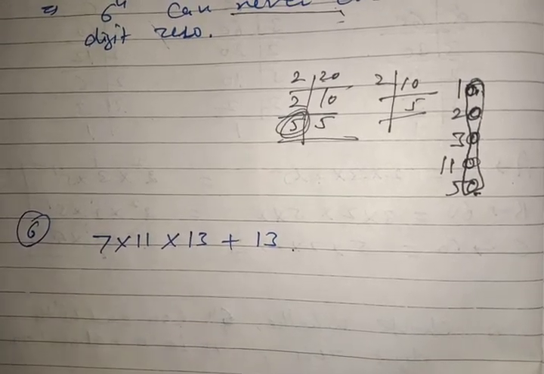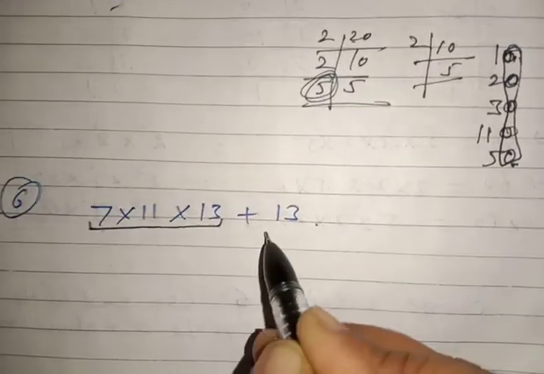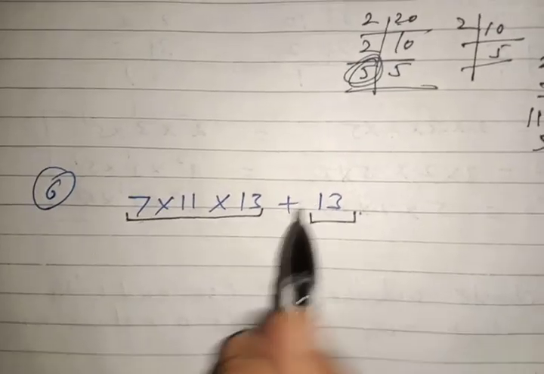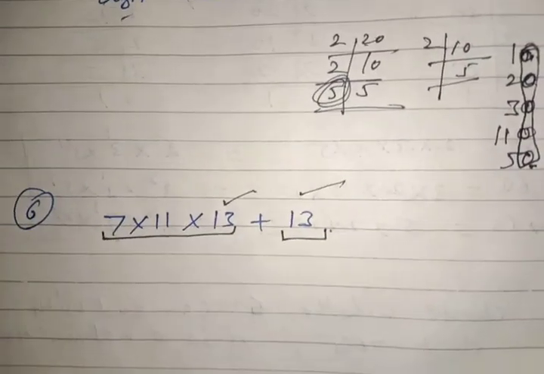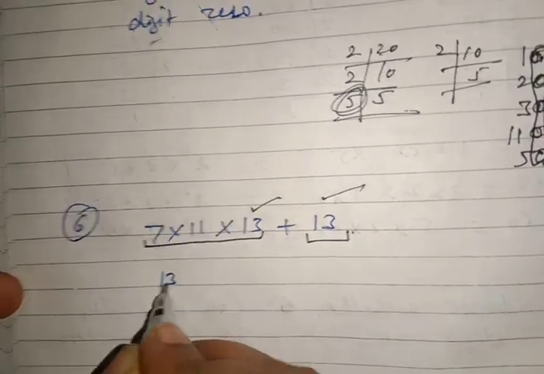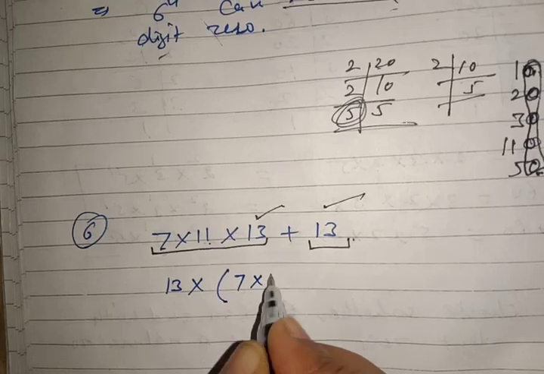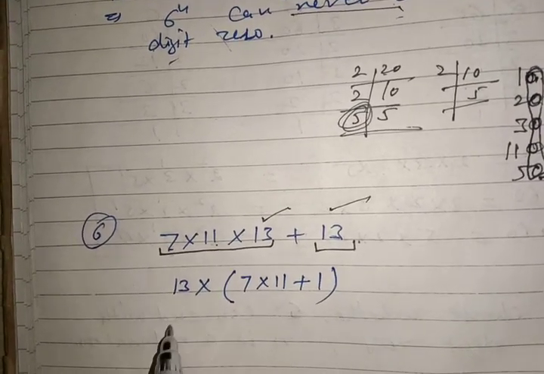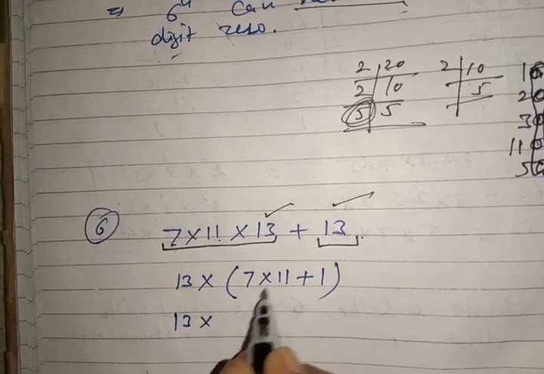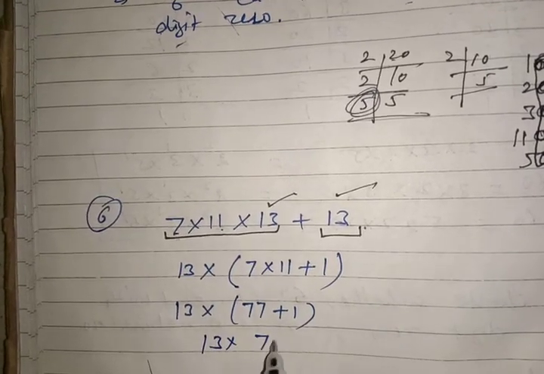First of all, see how many terms. Terms are always separated with a plus sign or minus sign. So how many terms are here? There are 2 terms. In these 2 terms, what is the same? 13 is the same. So we take 13 common, then put the bracket. What is left inside? 7 into 11, then this plus sign, and here is 1. Then this is 13 into 77 plus 1, which equals 13 into 78.